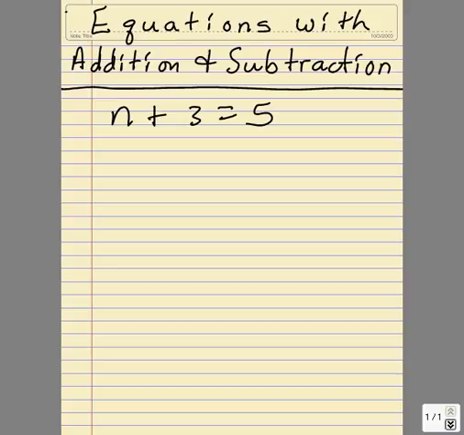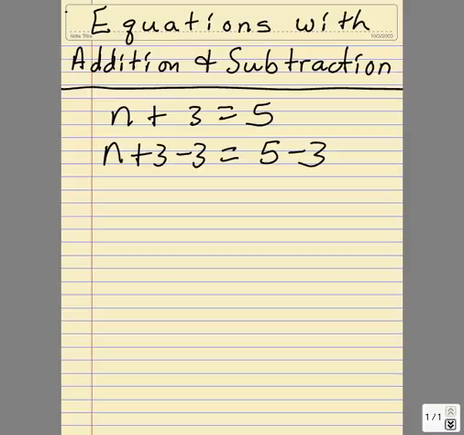We need to undo the plus 3, and we know from the last lesson that subtracting 3 will undo adding 3. So we're going to go n plus 3, subtract 3, equals, and because we subtracted 3 on the left, we must also subtract 3 on the right to keep it balanced.